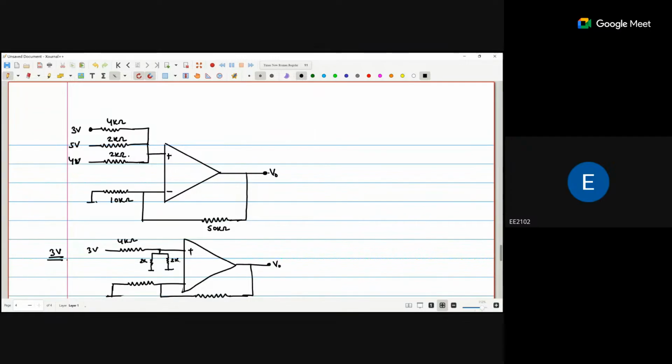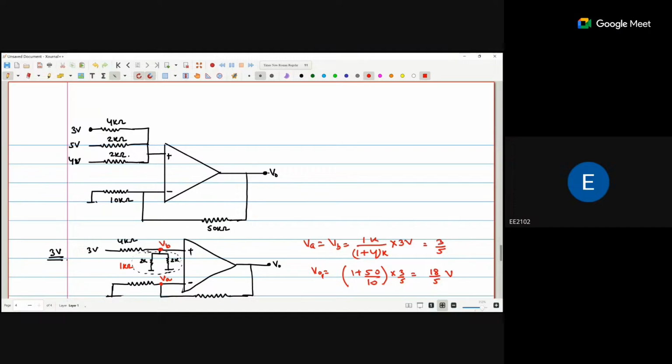V naught. Okay. Now this parallel combination will be 1 kilo ohm. So either we use 2 kilo ohm or we consider the 1 kilo ohm in parallel. Okay, so this point is VB. This point is VA. So VA is equal to VB, now we have to apply the voltage divider rule. So drop across 1 divided by 1 plus 4 multiplied by 3 volts. So it is 3 by 5. Now if VA is 3 by 5, so V out is what? 1 plus 50 divided by 10 into 3 by 5. So it is 18 by 5. This is the V naught one.